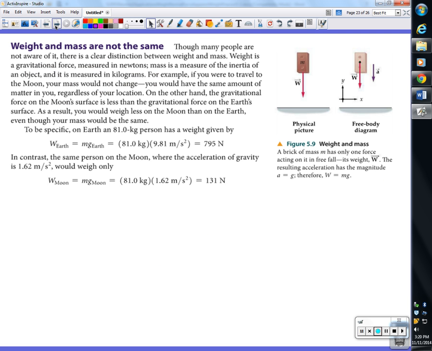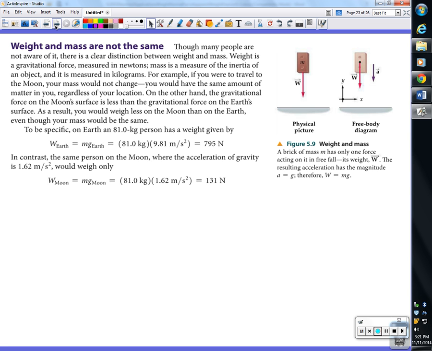The next part of this portion of section 5.2, we talked about weight, and we said that weight is the force of gravity. But we have to make a clear distinction because weight and mass are two separate things. In this class, I am very careful about which I use in which situation.